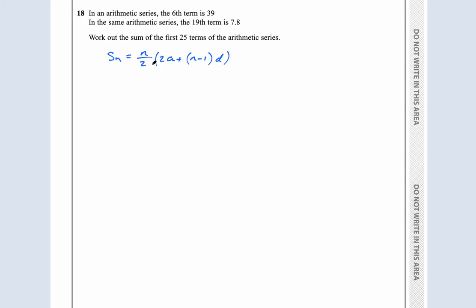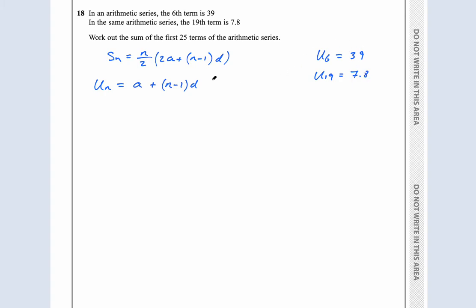Okay, there's another formula. It's for the nth term. This one is not in the formula booklet, but I strongly recommend you learn it. The nth term, un, is a, the first term, plus n minus 1 d. So the first term plus this many d's will get you to the nth term. So learn this formula. Okay, now I know the sixth term is 39. So u6 is 39. Let's just write this over here. u6 is 39 and u19 is 7.8.